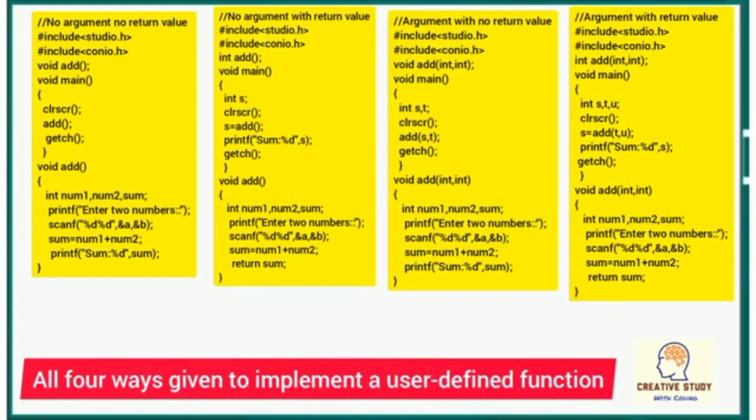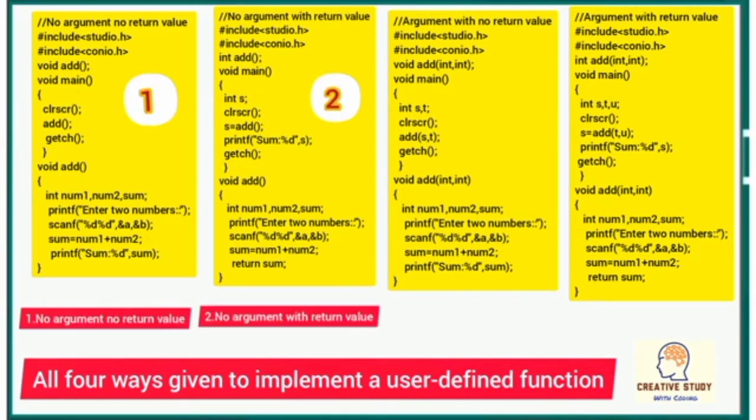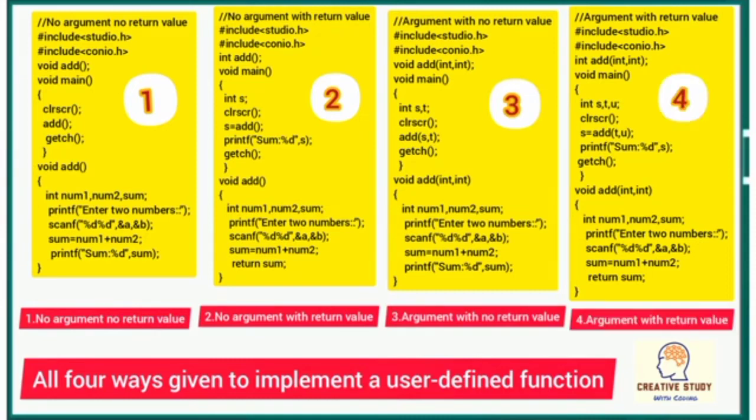There are all four ways to implement a user-defined function, that is no argument with no return value, no argument with return value, argument with no return value, and argument with return value. You may just copy the codes and compile and run it to get the output of a user-defined function.